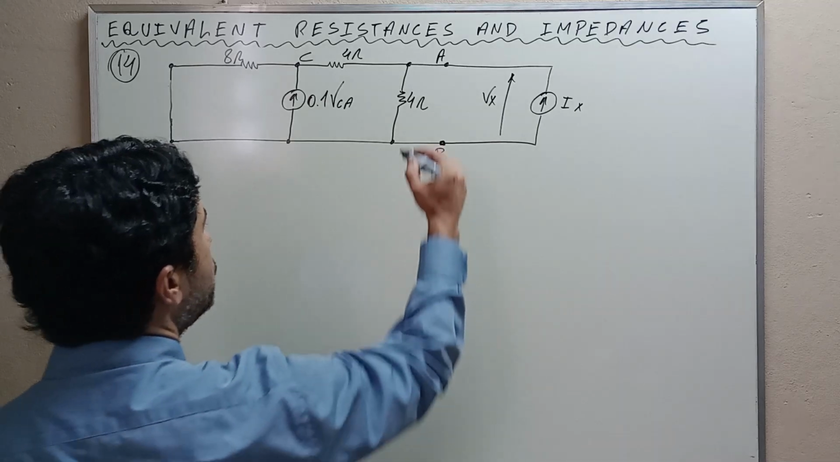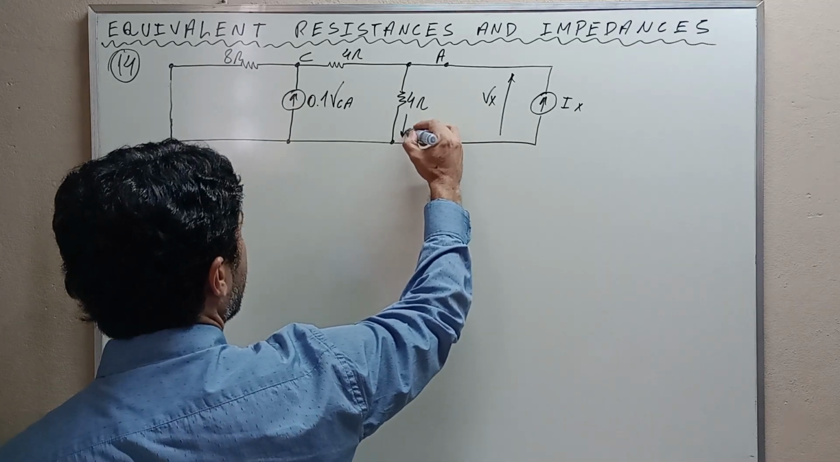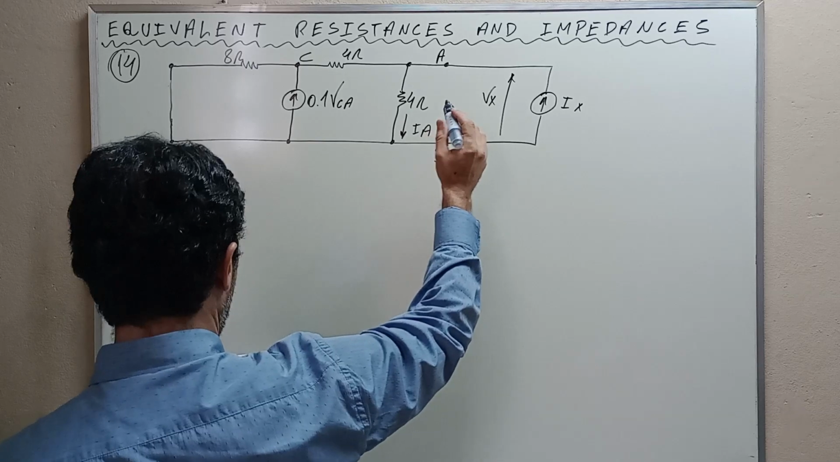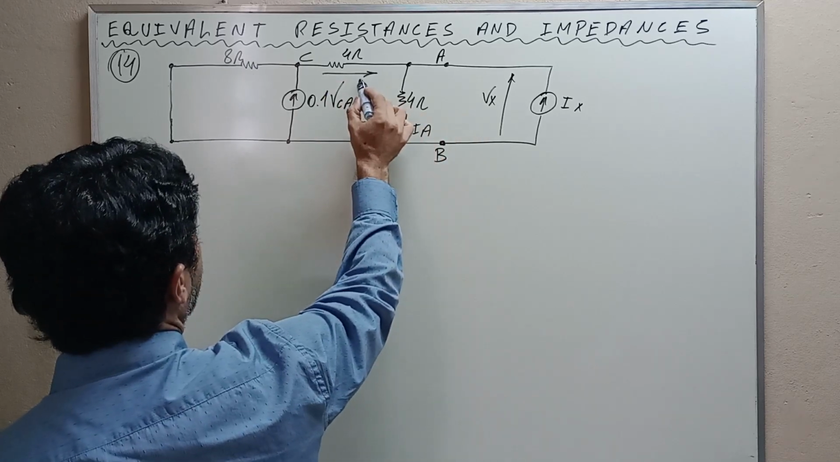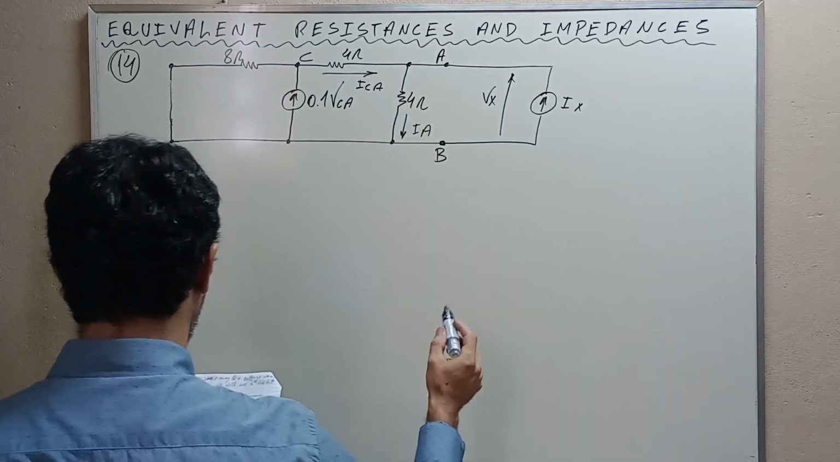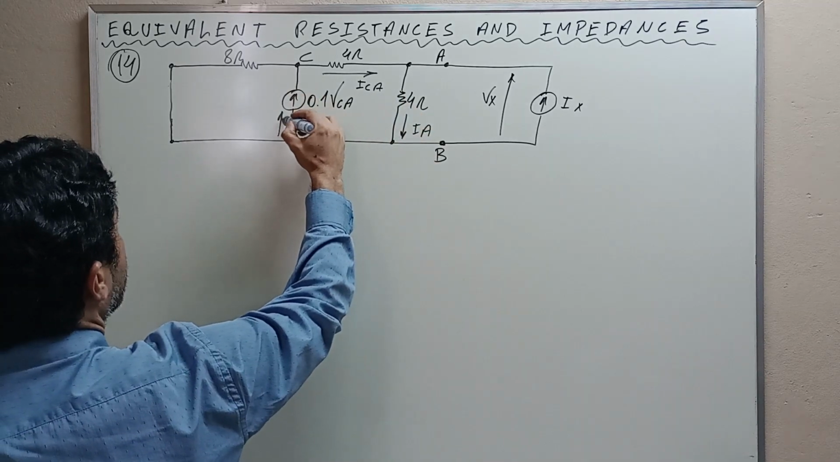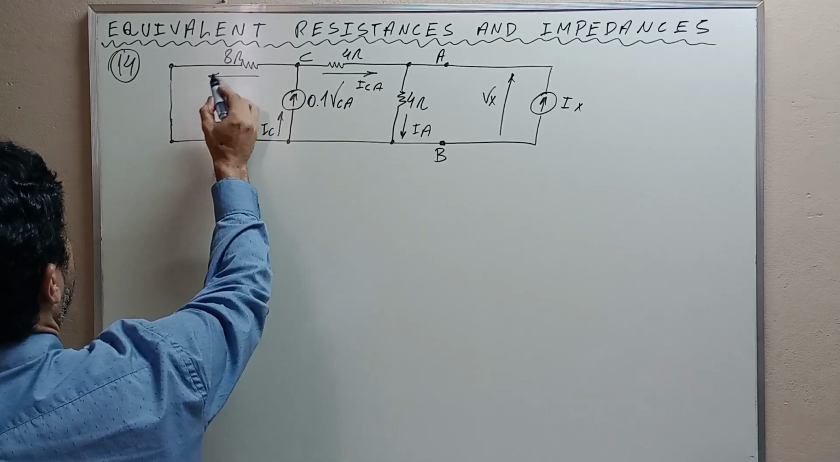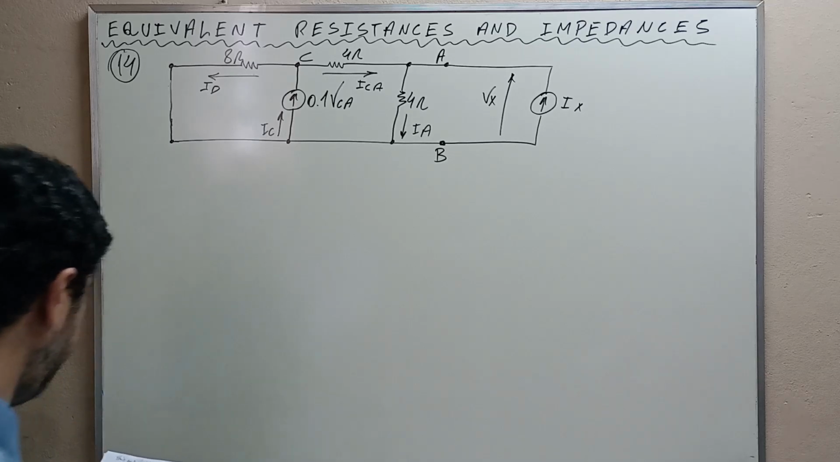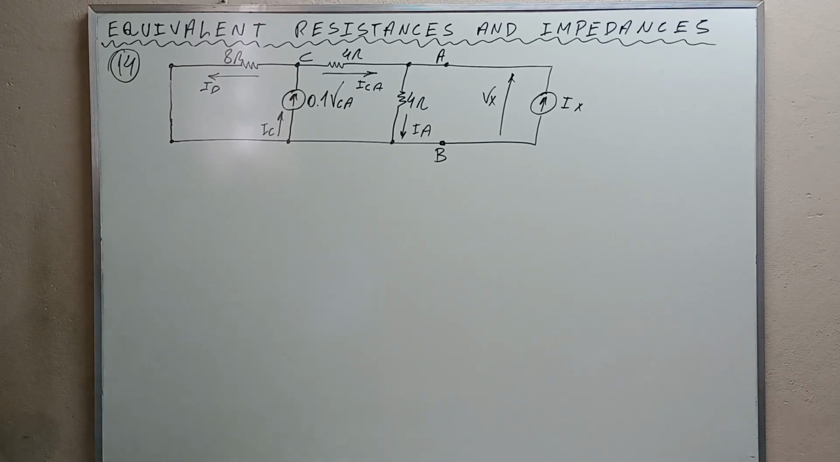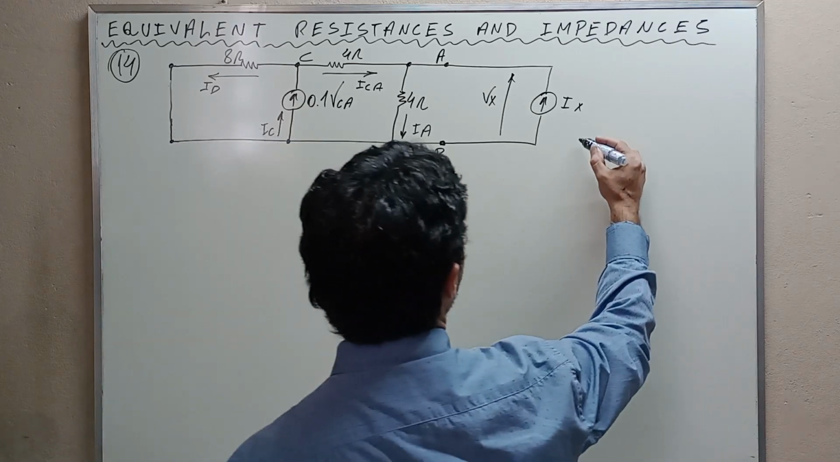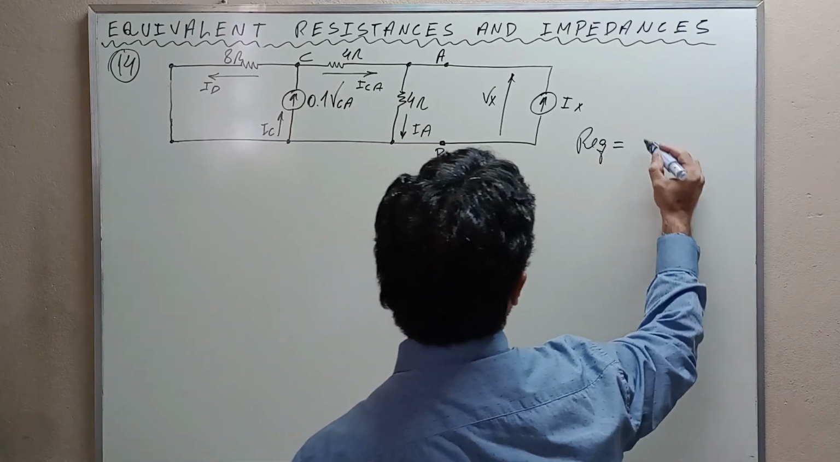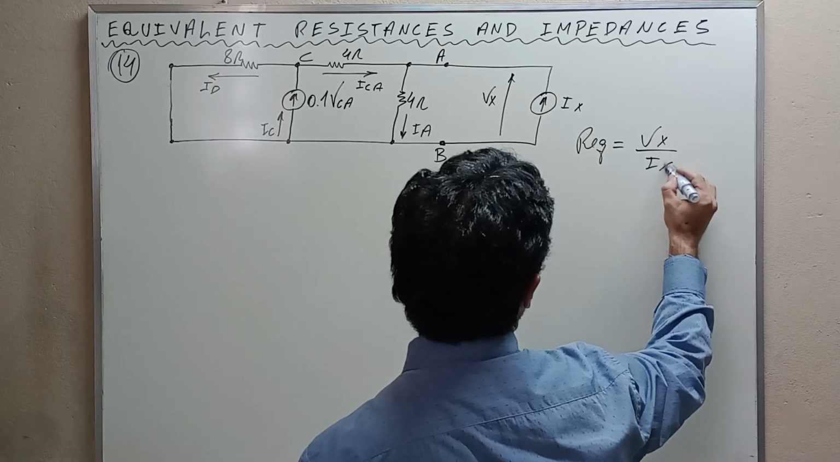Let's use some labels. I'll label this current IA. This will be ICA, this will be IC, and this ID. When we use the auxiliary source, the equivalent resistance is Vx over Ix.